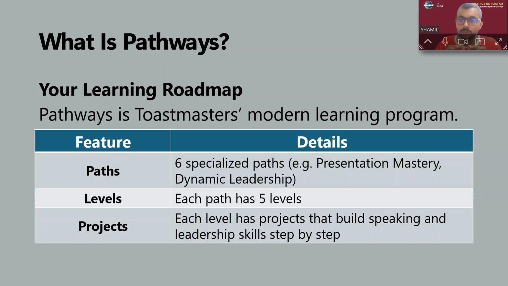When you are registering for a pathway, there are several options. If you know your goal well, you can choose that particular path. Otherwise, there is a questionnaire available on the website with around 30 questions. If you answer those questions, the system will generate 3 recommended paths based on your responses. If you think any of the 3 is suitable for you, you can choose one of them.